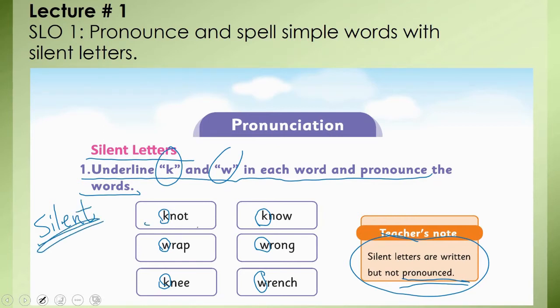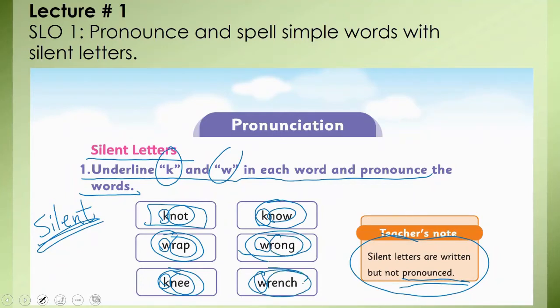So the word here in the box is not k-not, it is not. This one is not w-rap, it is wrap. This is not k-nee, this is knee. This is not k-no, this is only no. Not w-rong, wrong. Not w-rench, wrench.